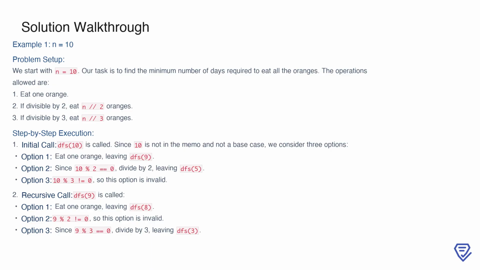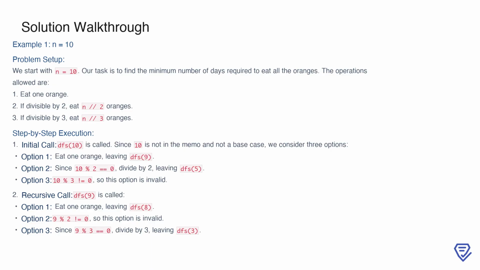Starting with DFS 10, we check if this value is already in our memo or if it's a base case, which it isn't. This leads us to explore 3 potential options. First, we could eat 1 orange, which reduces the problem to DFS 9. Second, since 10 is divisible by 2, we divide it by 2, resulting in DFS 5. The third option, dividing by 3, is invalid because 10 is not divisible by 3.